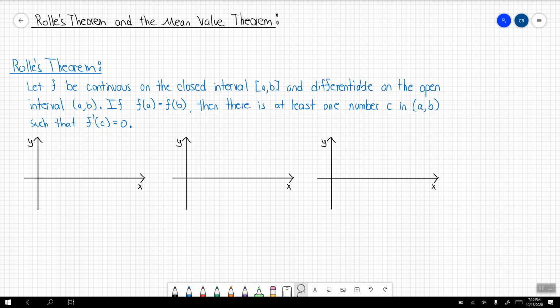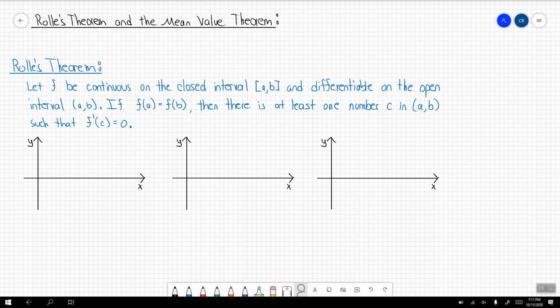Now, Rolle's theorem takes into consideration a function that is differentiable and continuous on some interval. Let's call that interval from A to B. What we want to do is work with functions that, number one, are continuous on the closed interval from A to B, and number two, differentiable on the open interval from A to B.